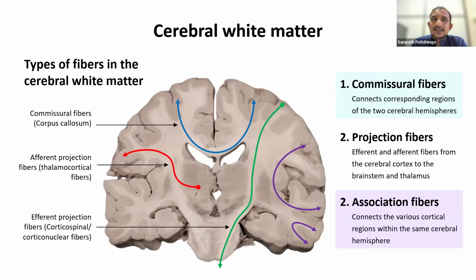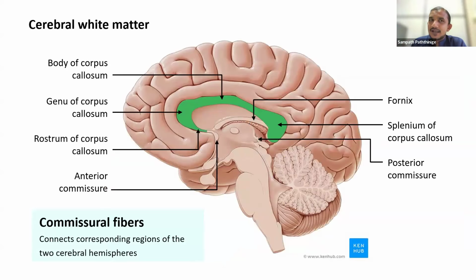So look at the common examples. The commissural fibers, the largest one would be the corpus callosum. So it connects the two cerebral hemispheres together. But additionally, we have an anterior commissure and a posterior commissure, which connect the two hemispheres. So they send the information from one hemisphere to another.